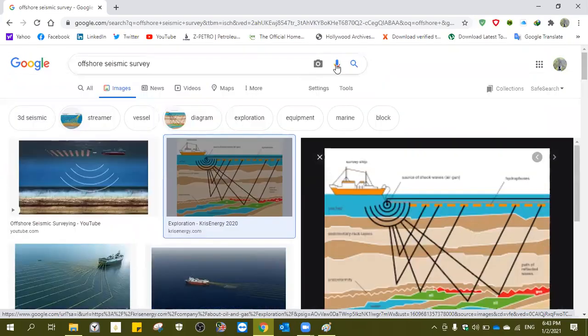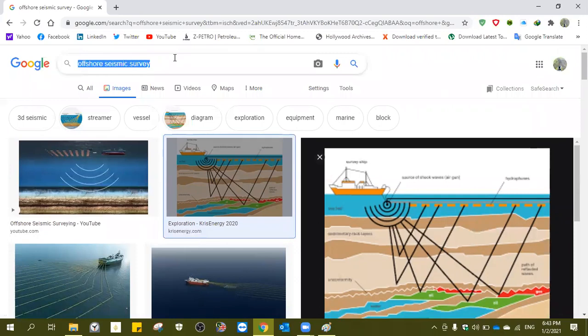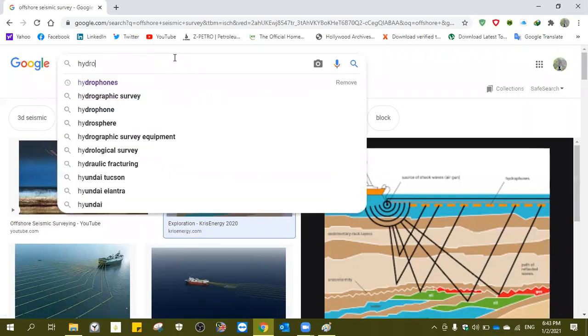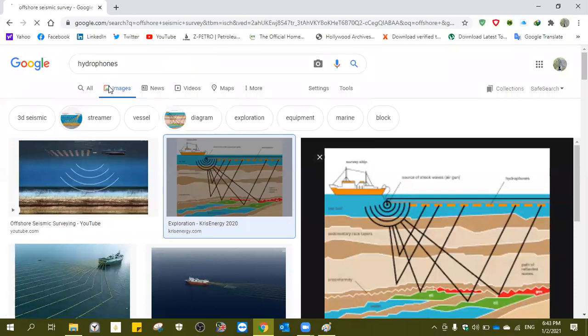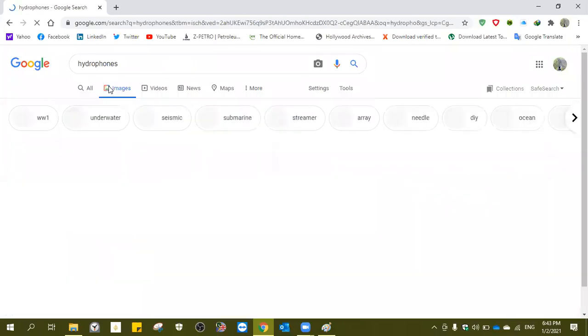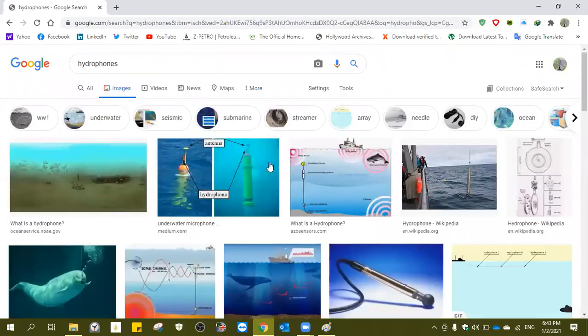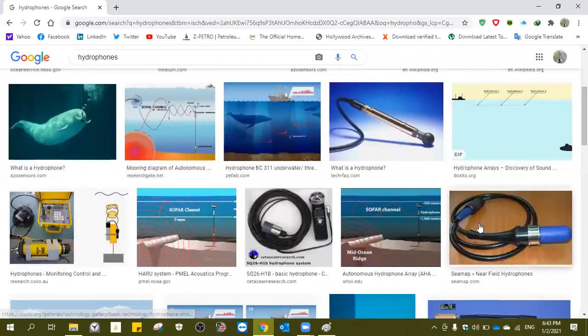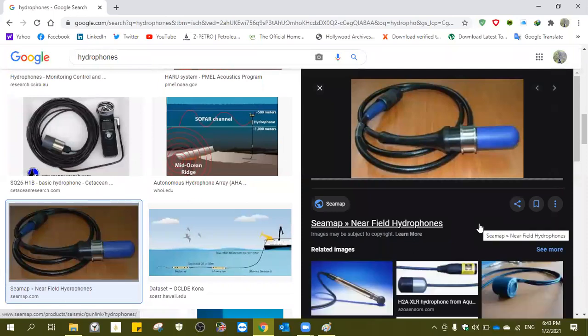not geophones but hydrophones. Hydrophones are used if we have an offshore area or water body. It is a waterproof system, and you can see this one is the hydrophones. So in offshore areas, we use hydrophones.